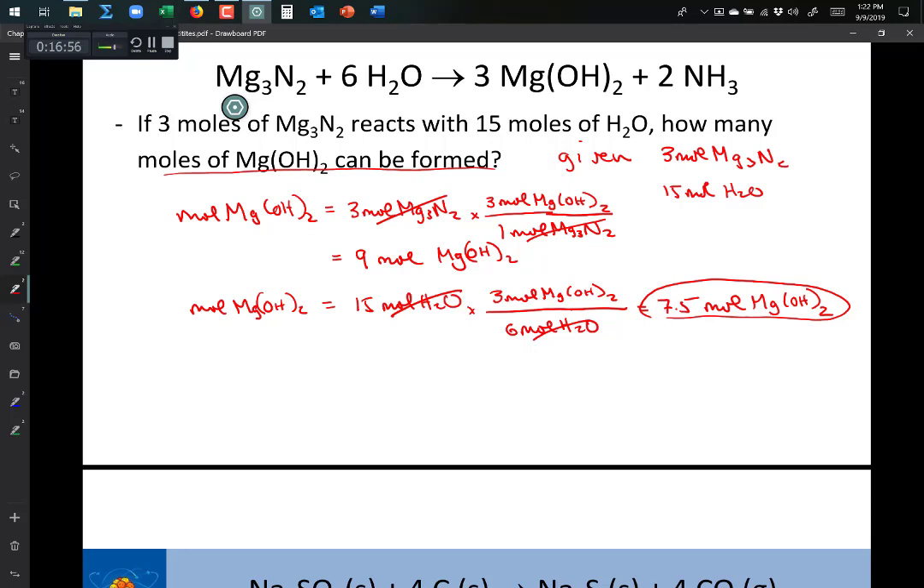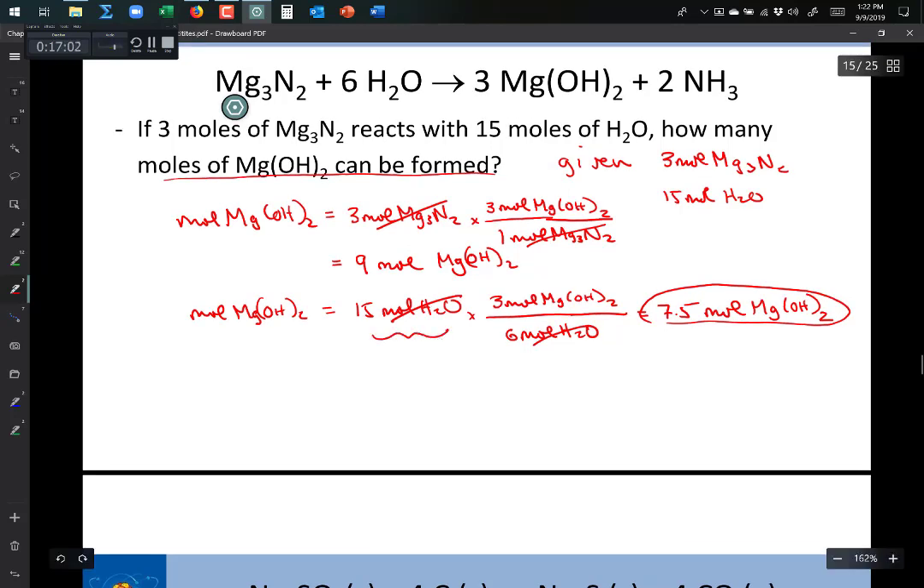So my limiting reactant is what? Is the water. This is the limiting reactant. Well, actually, the H2O is not the whole thing. But. What's my excess reactant then? Yeah, it's the magnesium nitride, Mg3N2.